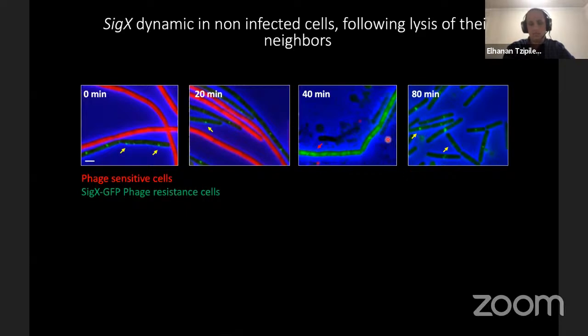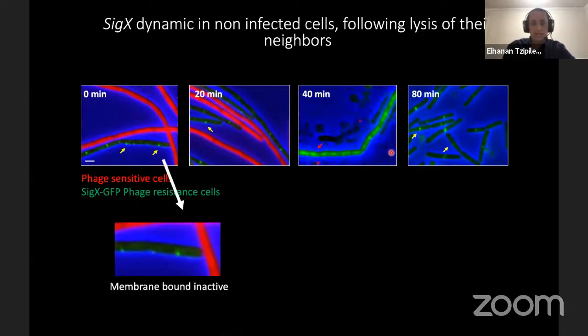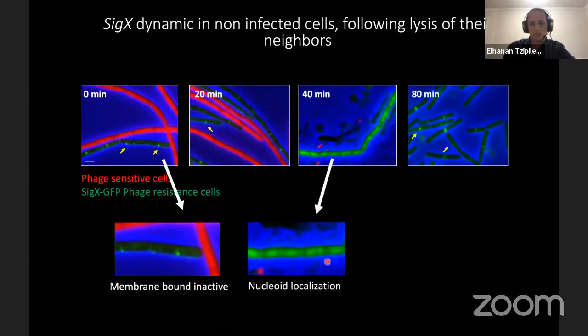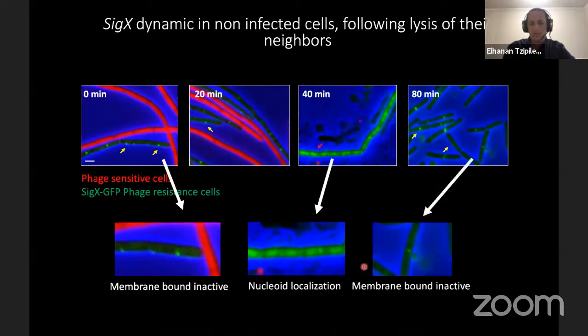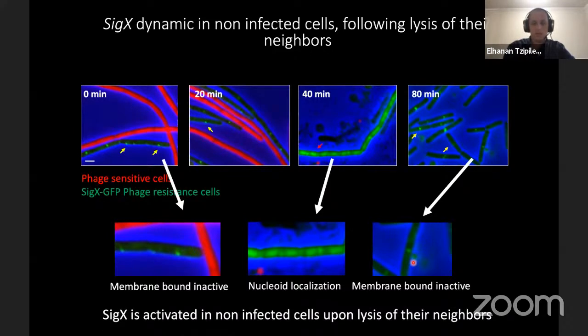Interestingly, this change in localization follows a known dynamic of ECF sigma factors. At the beginning, it's in a membrane-bound inactive state. Later, when it senses a stress signal, it changes localization to a nucleoid localization to direct gene expression. And finally, after the stress is removed, it rapidly returns back to a membrane-bound inactive state. So this suggests that SigX is activated in non-infected cells upon lysis of their neighbors, similarly to what hypothetically happens inside the plaque.